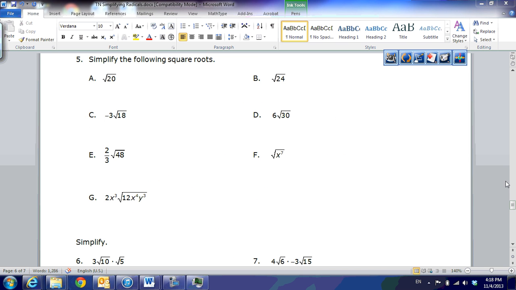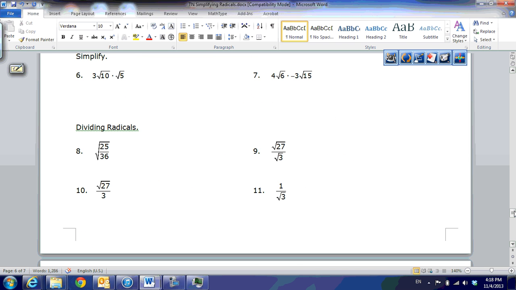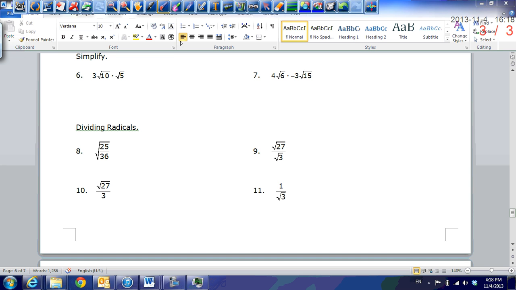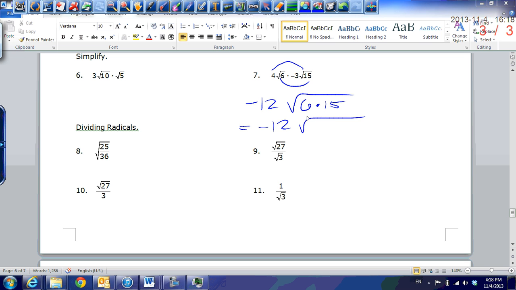Let's jump down to simplifying as far as multiplication and division goes. Multiplication, we're just going to multiply the outside numbers and the inside numbers. So 4 times 3 is negative 12. And then you can go ahead and multiply 6 times 15. Or we're going to break it up anyway, so why not just break up 6 into 2 times 3 and 15 into 3 times 5. Now I got a pair of 3s. One goes on the outside, the other one goes away.